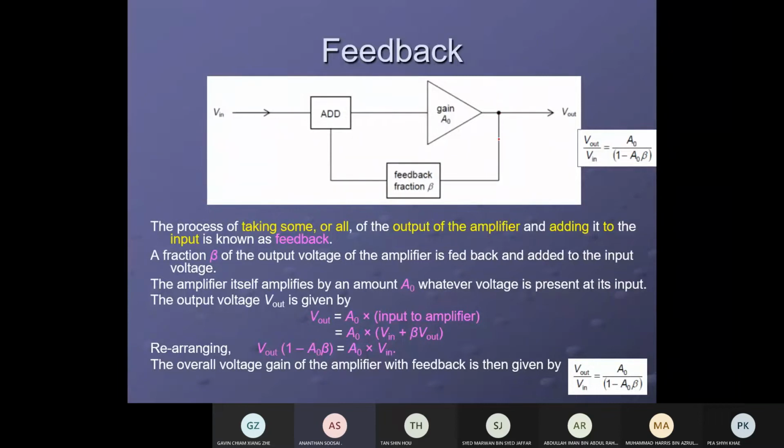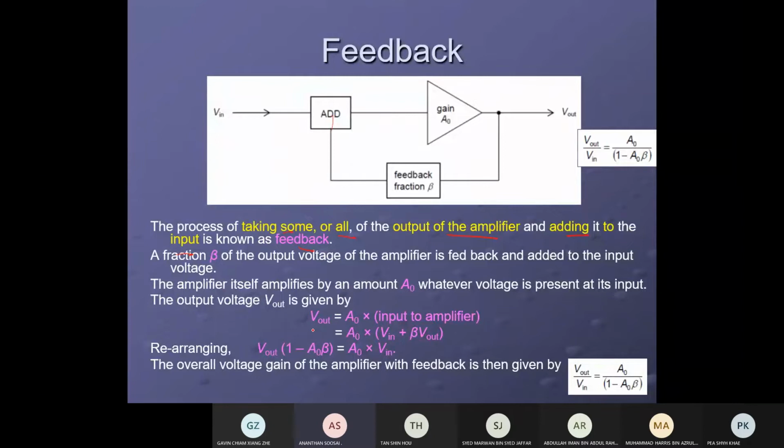Output voltage is channeled back into the input, and then the amplifier will react to the input. And what happened? Finally, they found that the gain is dropping. So what is feedback first? The process of taking some or all of the output of the amplifier and adding it to the input is known as feedback.